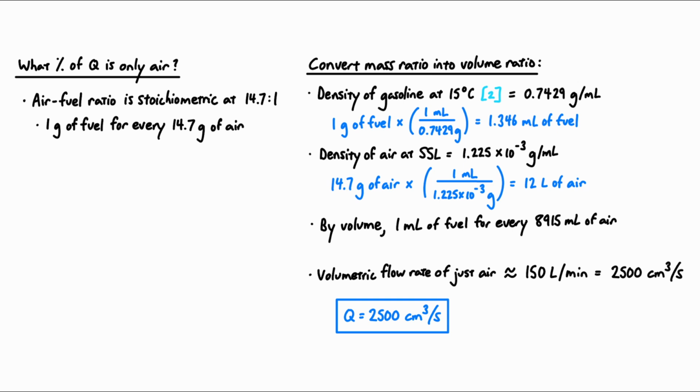The density of gasoline is about 0.7429 grams per milliliter, and the density of air at STP is 1.225 times 10^-3 grams per milliliter. With our calculations, we can determine that the ratio by volume is 1 milliliter of fuel for every 8,915 milliliters of air. This means the 150 liters per minute that we calculated earlier is almost entirely made up of air. 150 liters per minute is equal to 2,500 cubic centimeters per second. This means every second, the engine is intaking 2,500 cubic centimeters of air when running at full throttle.